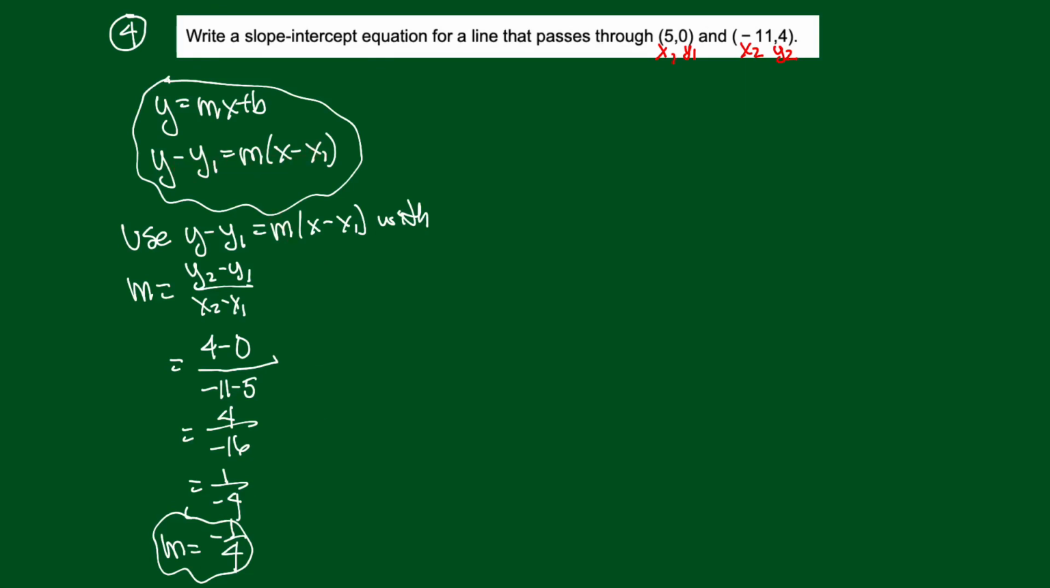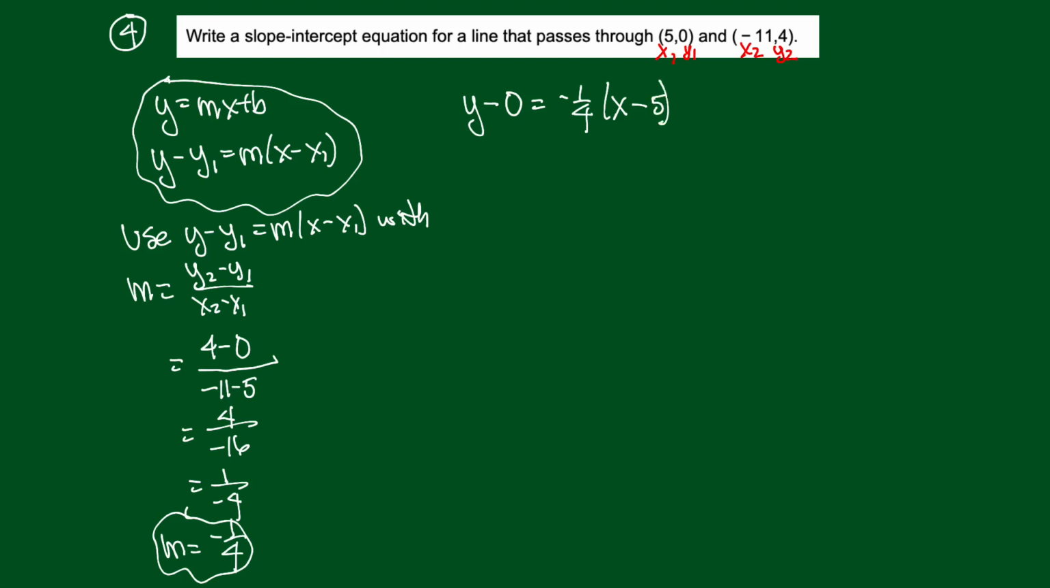Now, let's substitute into our point-slope form. So we are going to have y minus y1, and the first y I see, as I look over here, is 0. That's nice. Always nice to work with zeros. Equals m, which is negative 1/4, times x minus x1. And the first x I see is a 5. So this is going to be 5.